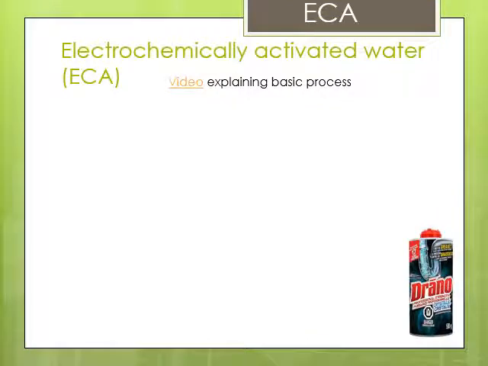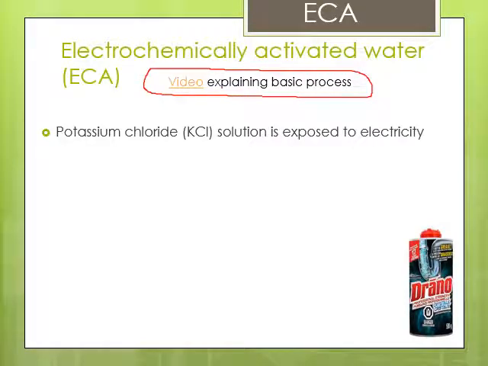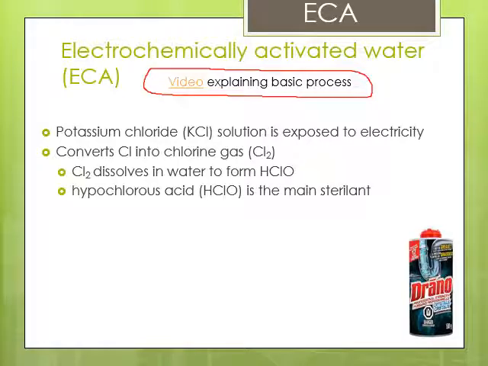So here, there's a video explaining this process. Again, if you go back to your PowerPoint slides, you can watch that video. Basically, I'll review it. You take your potassium chloride, you expose it to electricity, and it takes the chlorine from the chloride. So your potassium chloride has chlorine and potassium. And the chlorine is converted into chlorine gas. These bubbles then dissolve, react with water, and form hypochlorous acid, HClO. And that hypochlorous acid is what does a lot of the sterilizing in the water, killing bacteria and viruses.